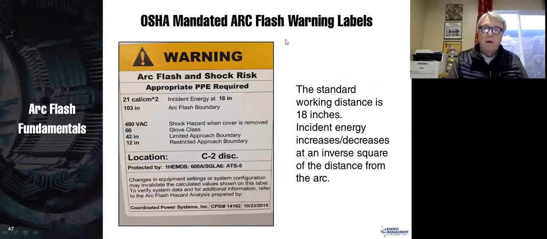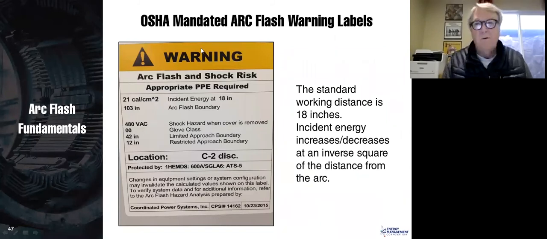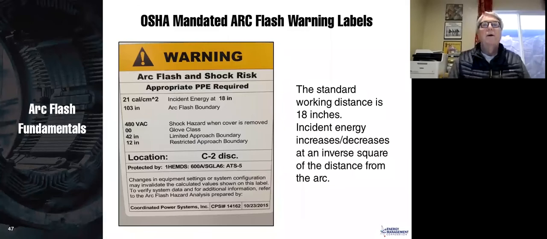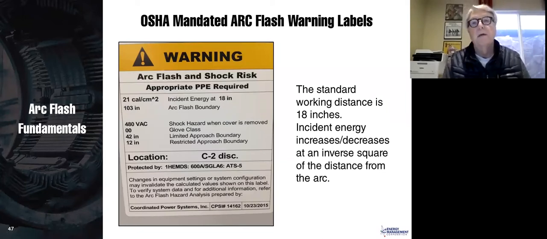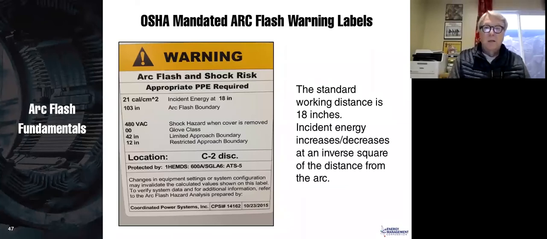They have this yellowish top, or if it's over 40 calories, a lot of times people will put a red up there. Arc flash and shock risk, we have 21 calories at 18 inches. Well, what is 18 inches? That's called the working distance. And the working distance is the place where your face and chest area, it's about how far they're going to be away from the energized part. That's decided for you. For 480 volts, 208, 240, it's 18 inches. The standards decided that for you.